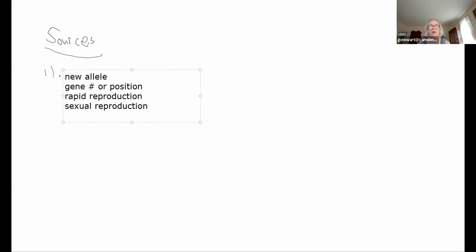Now, how do we as scientists measure if a population is evolving? And that is by this measure. We call it the Hardy-Weinberg equilibrium.